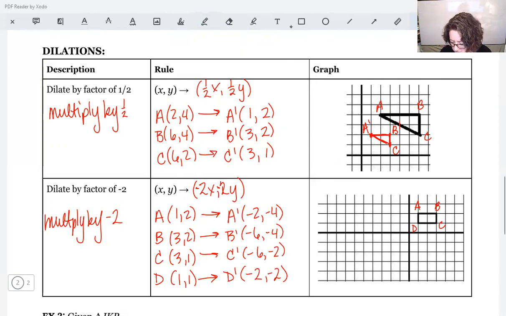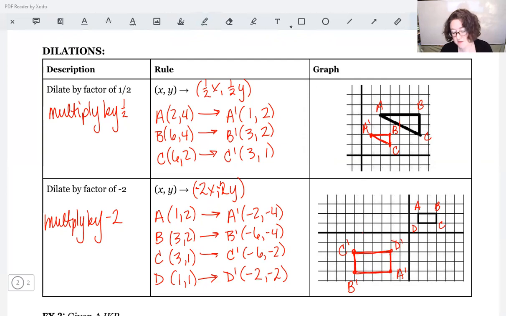So A prime at (-2, -4). Okay, there's A prime. B prime at -6, so 2, 3, 4, 5, 6, -4, there's B prime. C prime at (-6, -2), and D prime at (-2, -2). So what does it look like happened on this one? Actually two things happened. This looks like a much bigger figure. All the sides are twice as big, but also everything got flipped around.